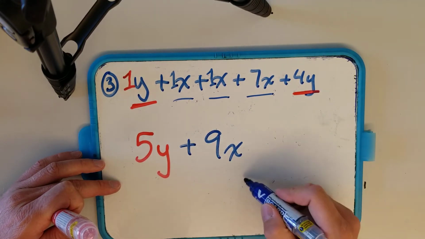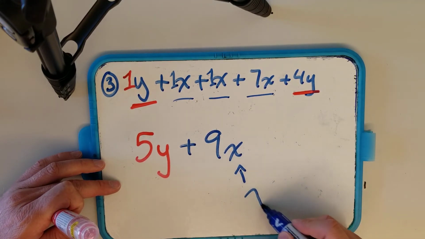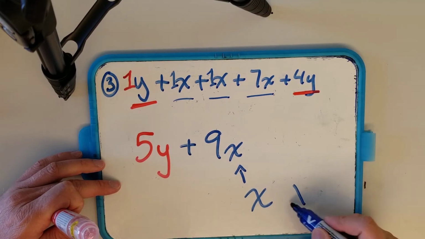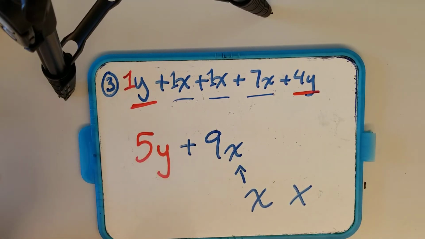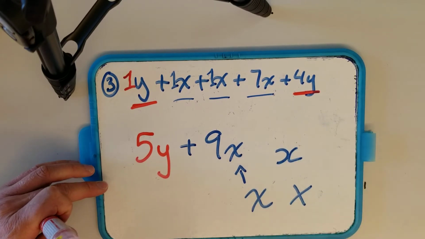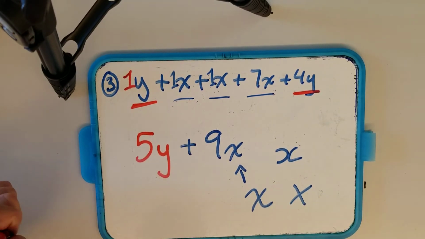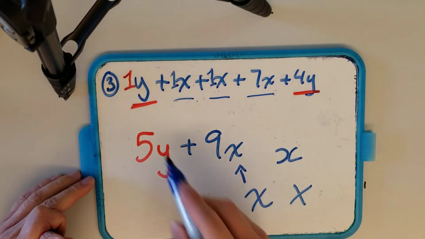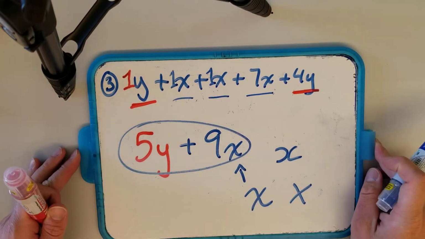Okay. The reason I write my x like this, cursive, is because if we wrote it like this, it would look like a multiplication symbol. So we write our x's cursive, or if you like to write an x like this, 2 c's back and forth, that works also. Okay. So the answer to this one was 5y plus 9x.